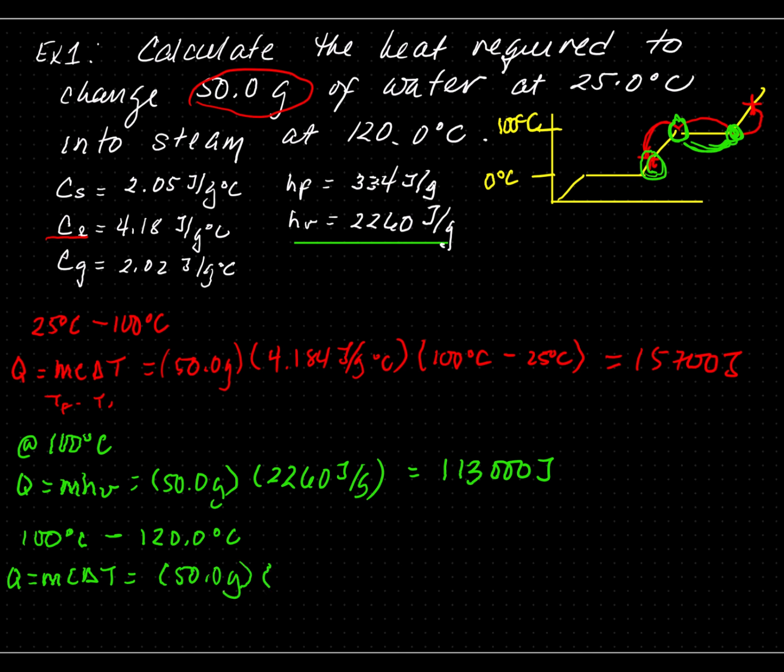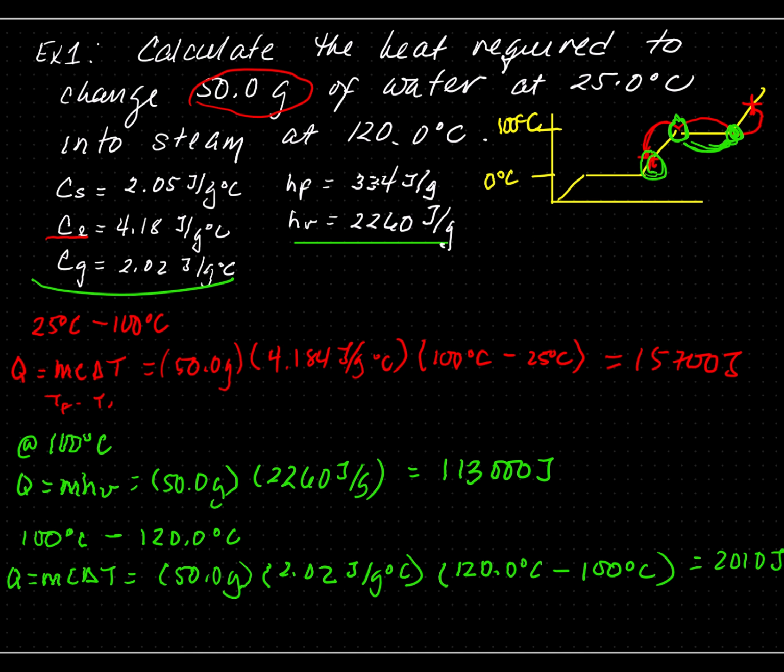The C provided, since we are at gas, is going to be 2.02 joules per gram degrees Celsius. My final temperature is 120 because I'm stopping at 120 degrees, minus my initial temperature, which is 100 degrees Celsius. That is where the steam is starting. So we do the parentheses work first. 120 minus 100 times 2.02 times 50, and that will give you 2010 joules.